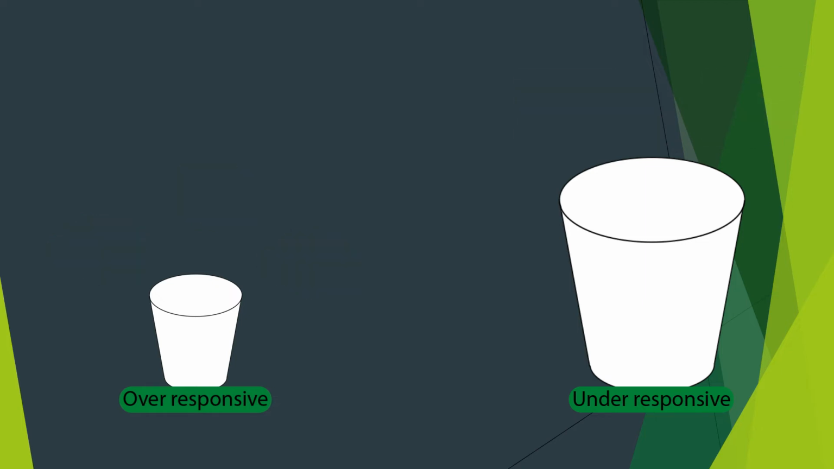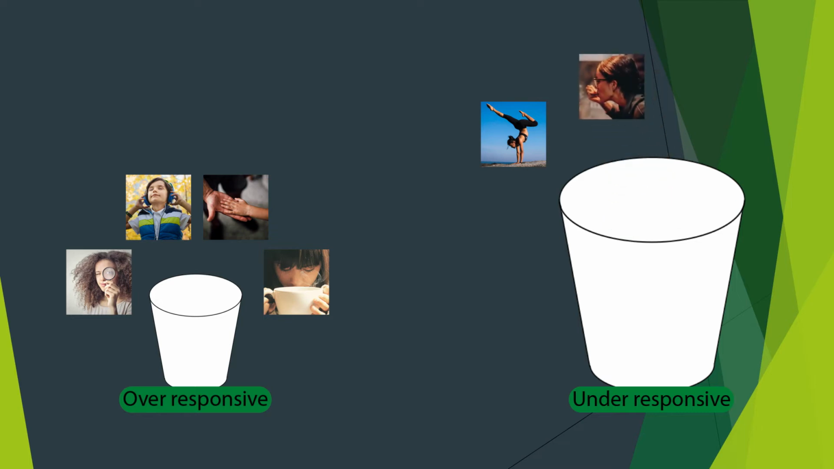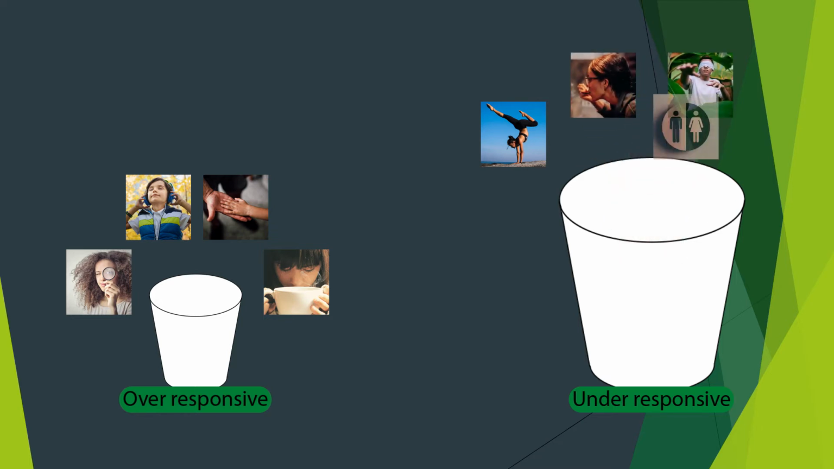All of our senses are interlinked and have an impact on each other. It can help to think about whether you have different sized cups for different senses. For example, you may have a small cup, that is, you are over-responsive, for vision, hearing, touch and smell information. But then you have a big cup, meaning you are under-responsive, for vestibular, taste, proprioception and interoception.